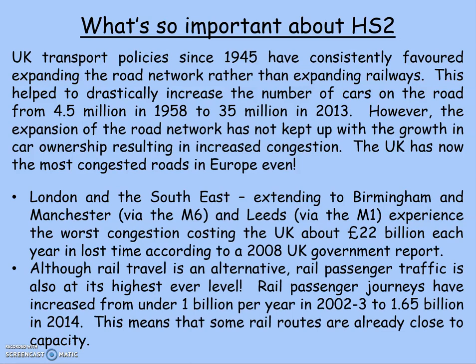You can say, well, what about rail travel? Is that not a good alternative? In a way it is, but rail passenger traffic is also at its highest ever level. Rail passenger journeys have increased from under 1 billion per year in 2002 to 2003, so obviously the financial year, to 1.65 billion in 2014. That also means that some rail routes are close to capacity as well. So both our road network and our rail network are close to capacity.